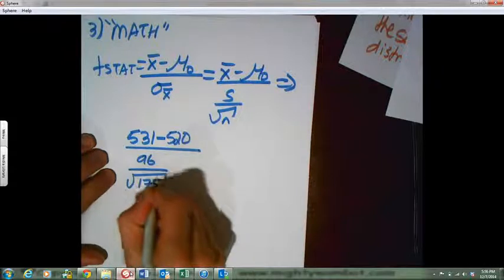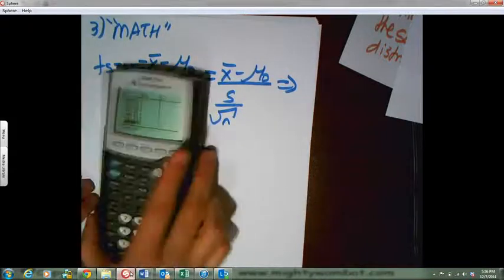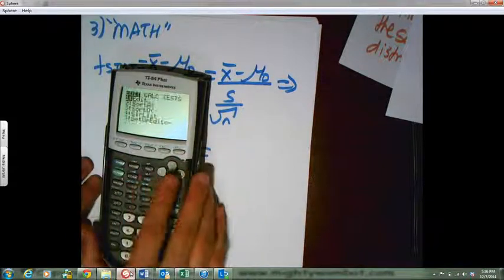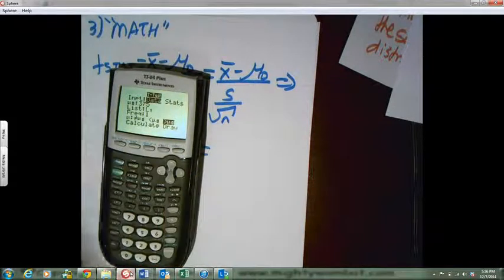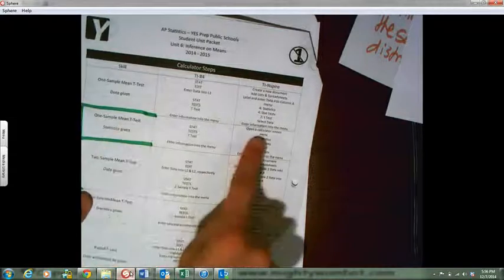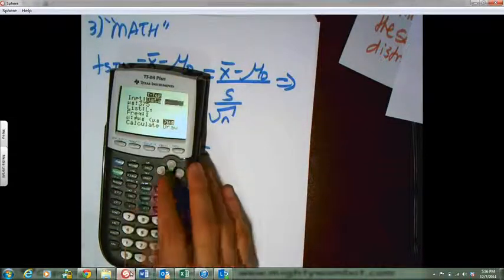What does this equal? Let's just go to the calculator. I'll do it on both calculators. Why not? So on the 84, you go second, you go to stats. You go to tests. You go to t-test. By the way, I'm following this part right here. The statistics are given. I'm going to tell it this is stats being used here.